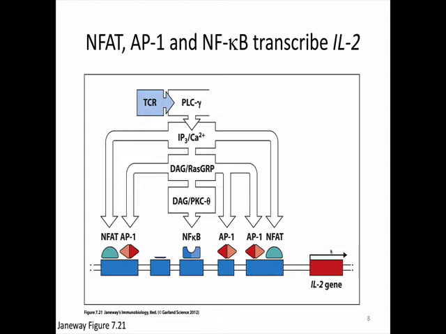So if you want to turn on IL-2, you need to get NFAT, AP1, and NF-kappa B working together. And so again, our goal as we look at signal transduction today is to think about how the signaling we talk about gets us NF-kappa B, NFAT, and AP1. So that's the outcome that you should be looking for in this process.